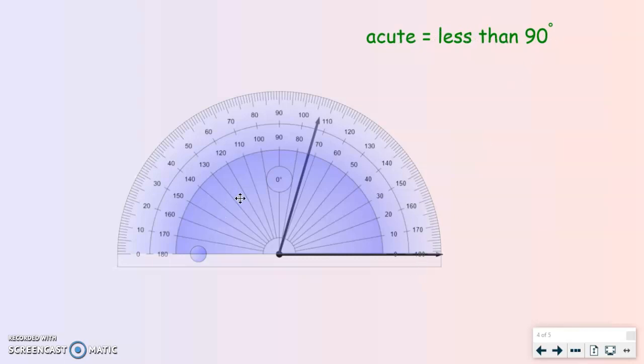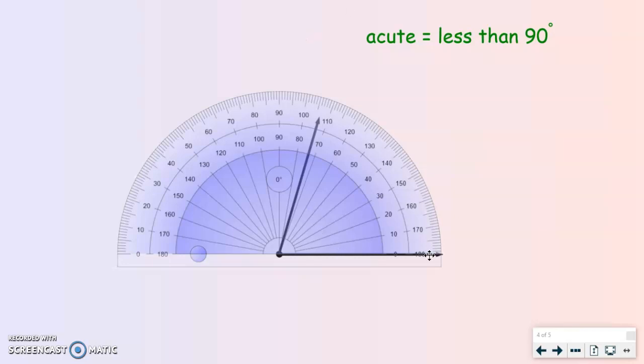So when I'm measuring with my protractor, I need to keep in mind that whatever answer I get here needs to be smaller than 90. That will also help you make sure you're using the right track of numbers to measure your angle, because if I'm thinking this is acute and I'm getting 130 or something like that for my measurement, then I know I've measured wrong and I need to go back and use the other track of numbers on the protractor.